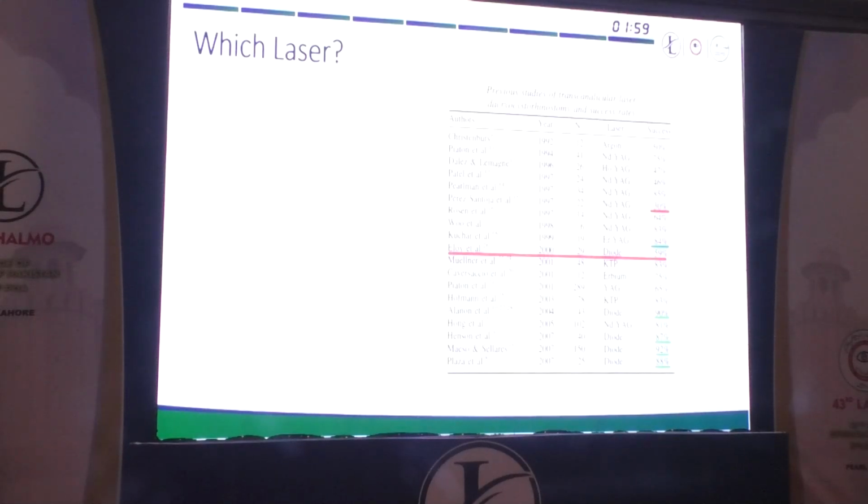And with the year 2000, the diode laser was introduced. And with the use of diode laser, the success rate went higher. And after 2004, the reported success rates were around 80 to 90%.